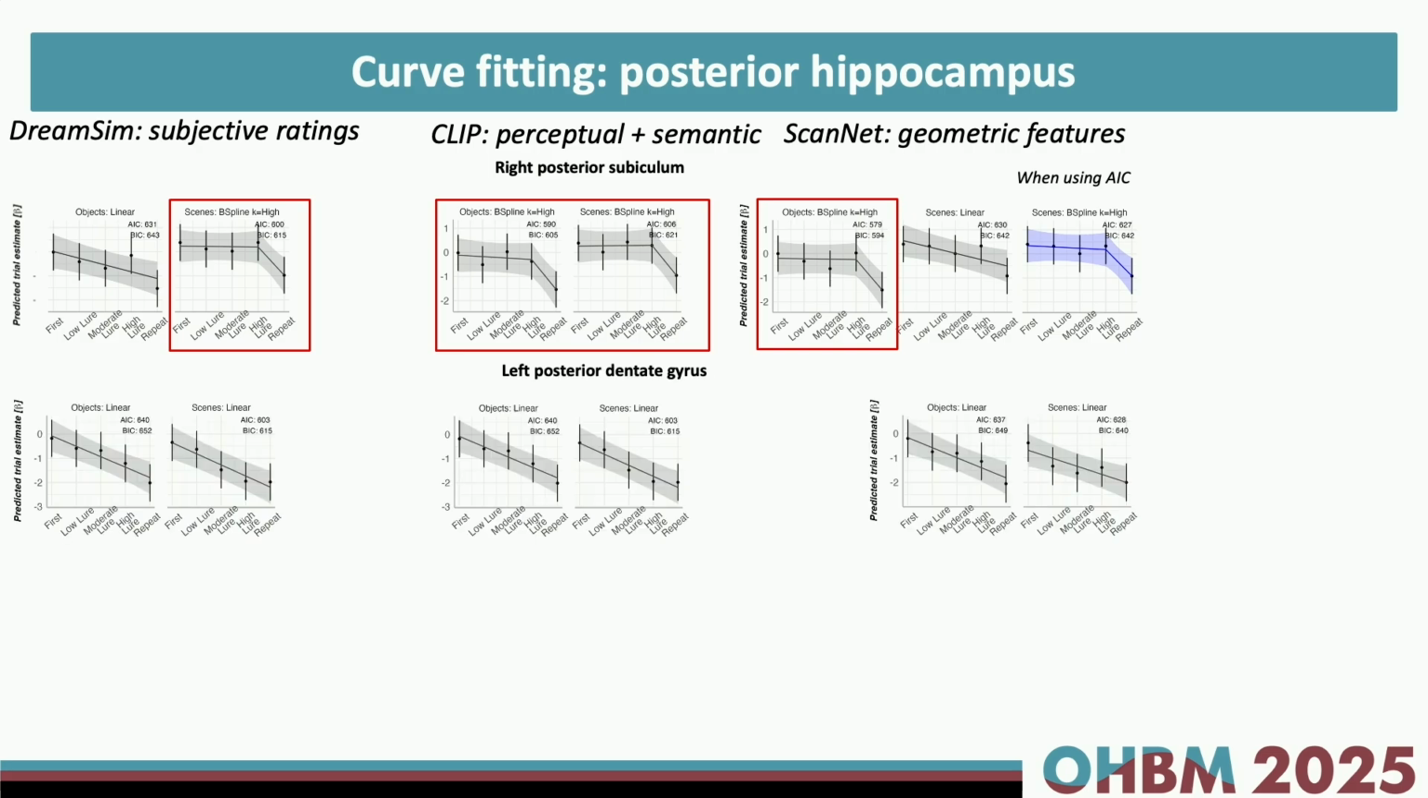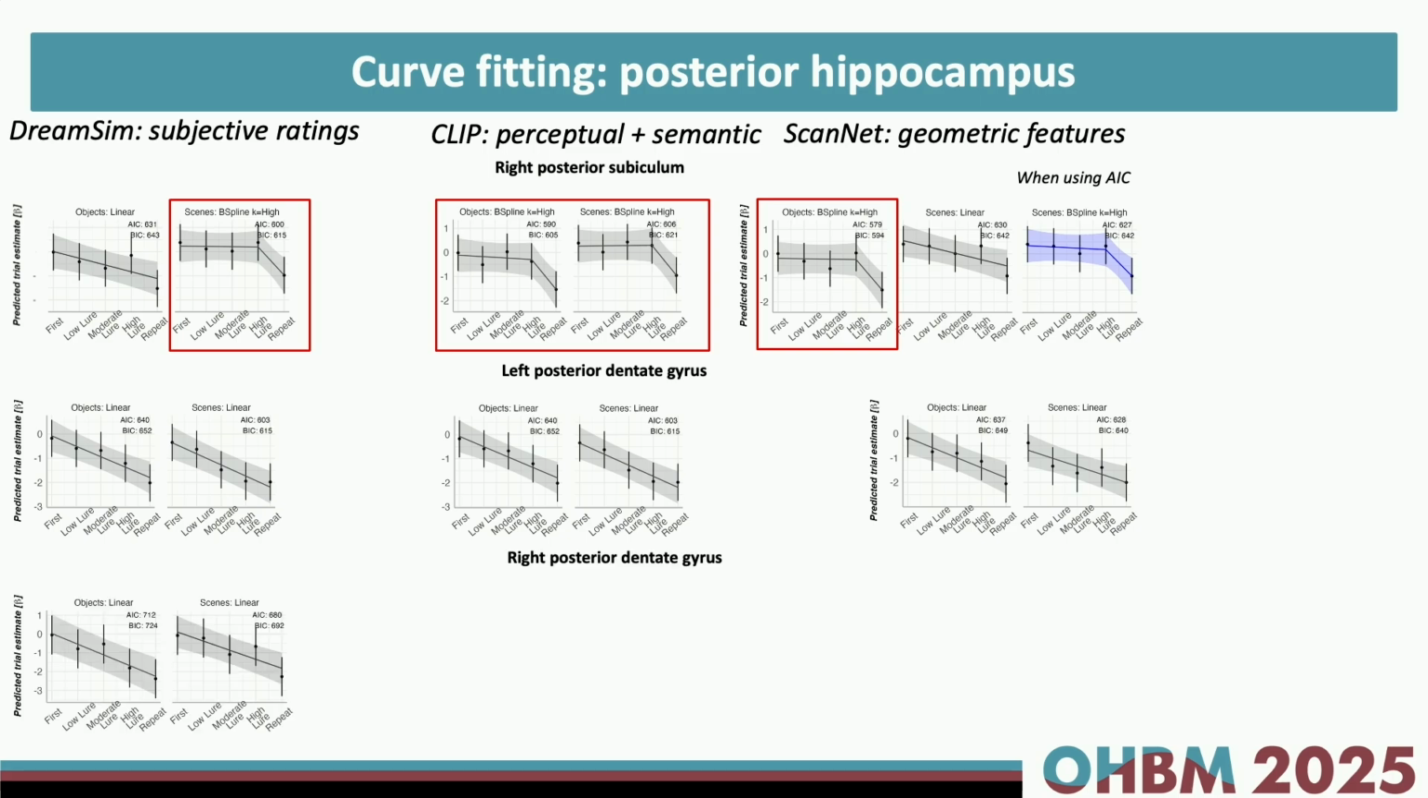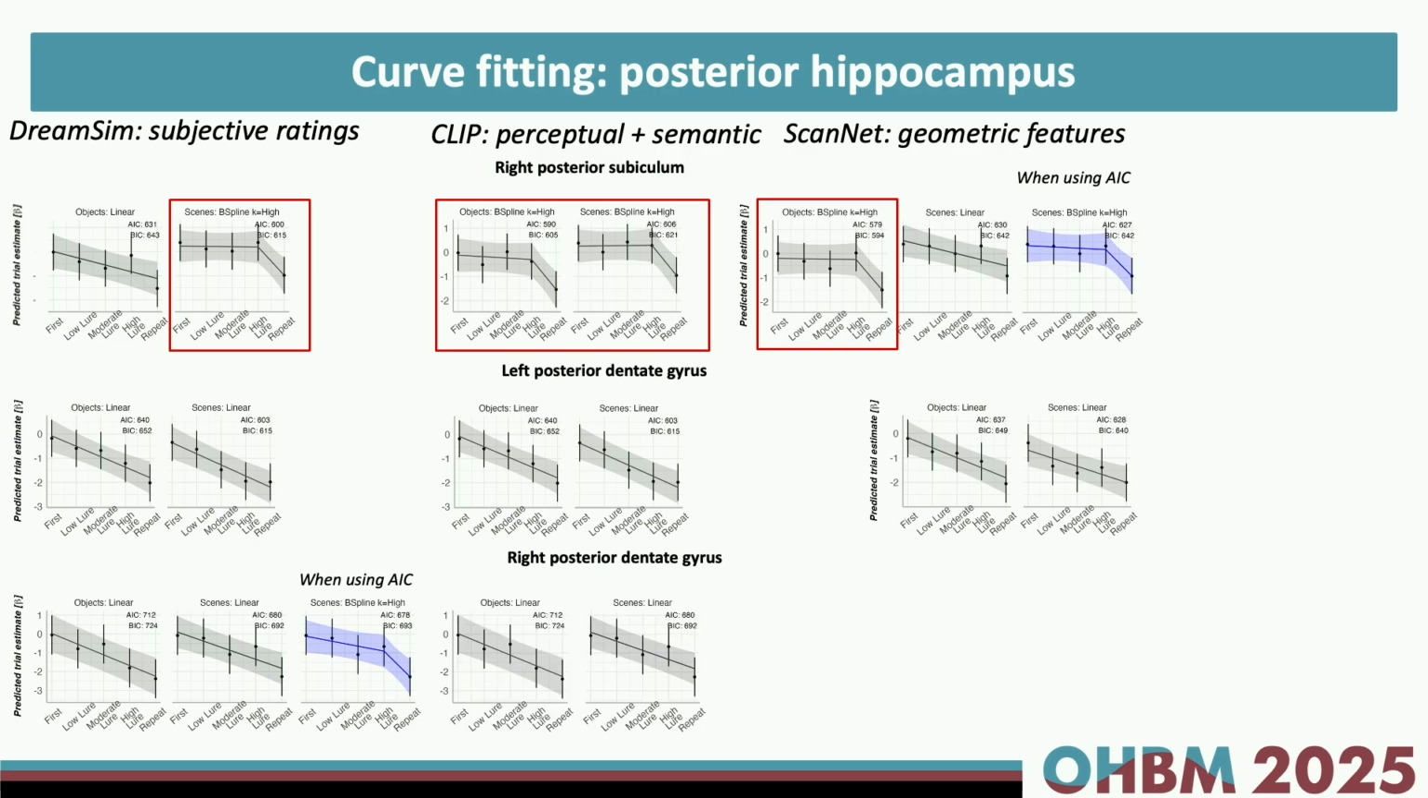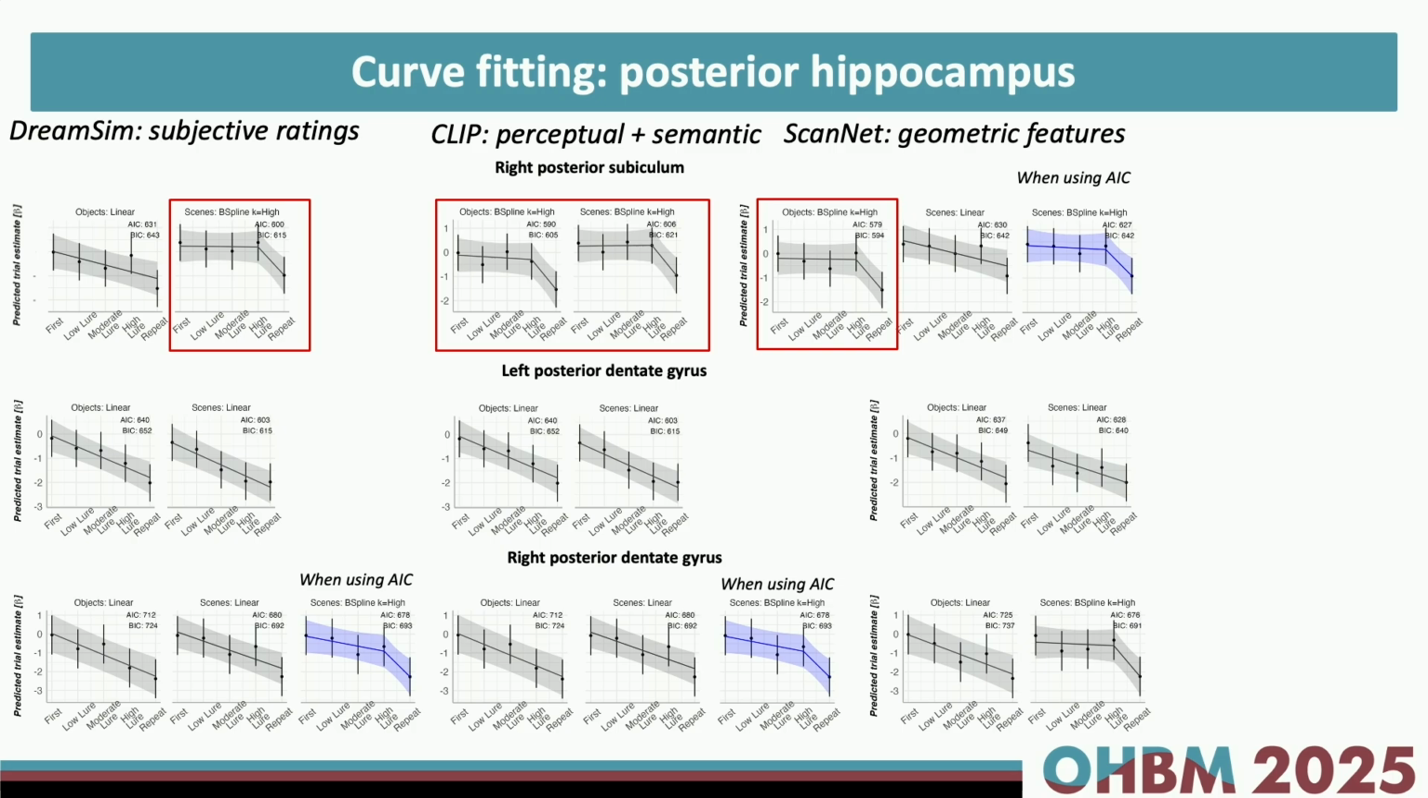For the left posterior dentate gyrus, this is completely consistent across all methods, so a certain resistance to pattern overlap, feature overlap. And then for the right posterior dentate gyrus, we again only see these types of patterns when we're relaxing our model selection criteria. Again, this is very clearly all specific to scenes. So there is a tendency towards going with a more pattern separation-like response.